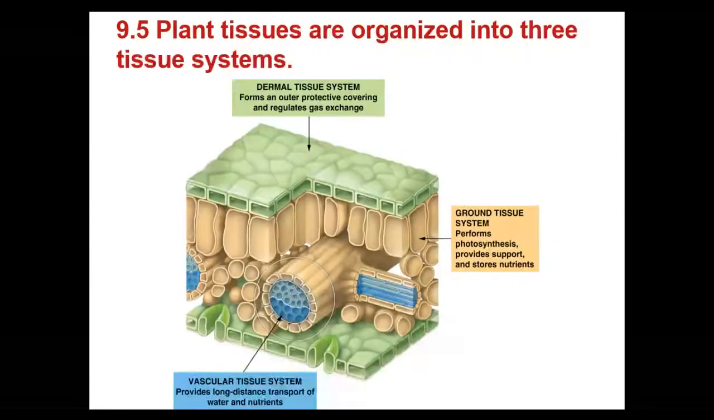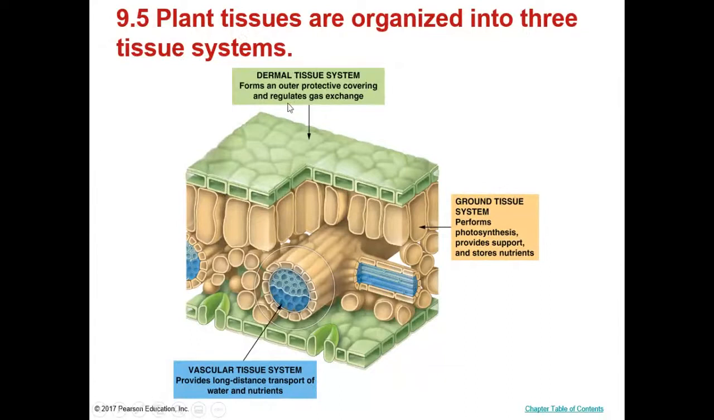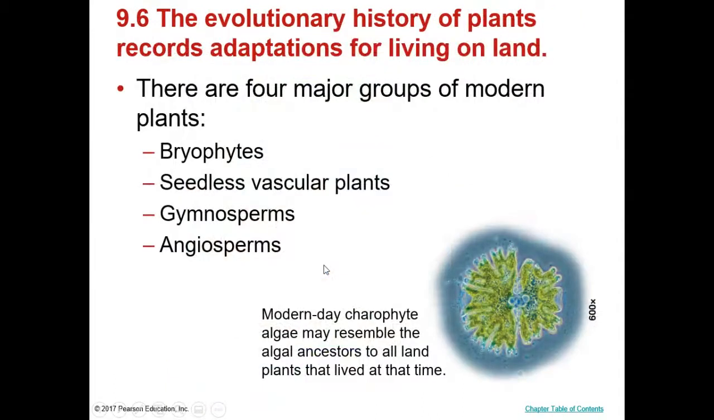There's three major types of tissues in plants. They have dermal tissue, which is the outside. It's kind of like the skin, if you will, the skin of animals, right? So dermal tissue is a protective layer that allows for gas exchange. The ground tissue allows for photosynthesis. So this is deeper tissue that again allows for photosynthesis and provides support for the plant. And the vascular tissue is xylem and phloem that transports water and nutrients.